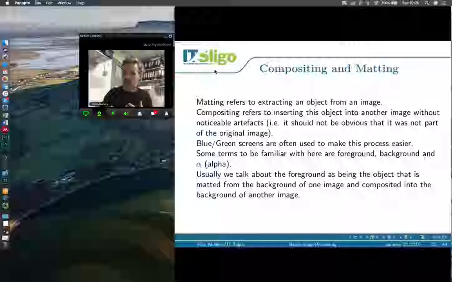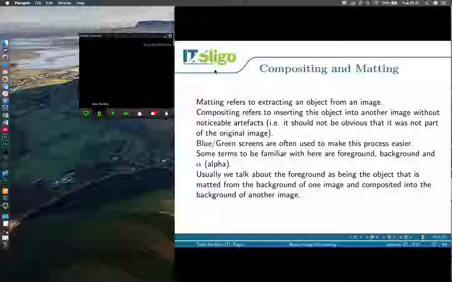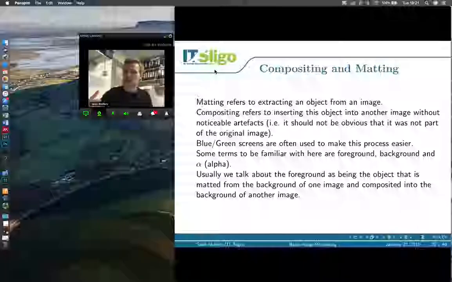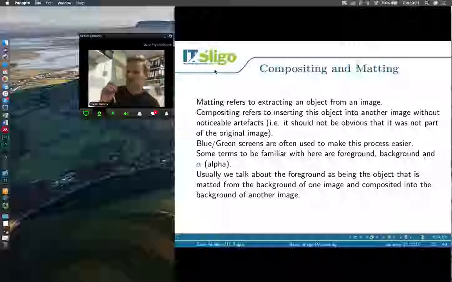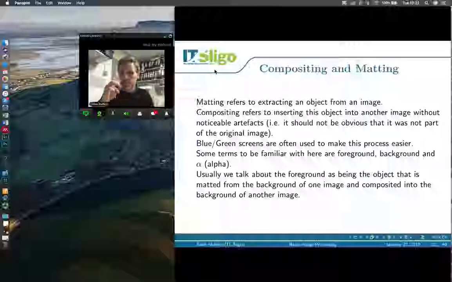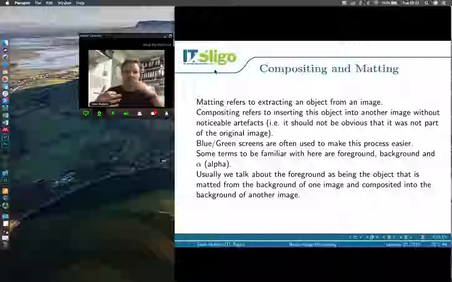Compositing then refers to the idea of inserting an object into another image without noticeable artifacts. Now that word artifacts just means things that appear in images that make it obvious to a human being that something's not right there. There's something a bit strange. So it should not be obvious when we composite something into an image that it was not part of the original image in the first place. Now, blue and green screens really help with this, because we can basically separate out that color, look for that color and say, okay, wherever that color is, that's our green screen, and we're going to replace that with something else. And that can work very, very well. And they use that a lot in the film industry.